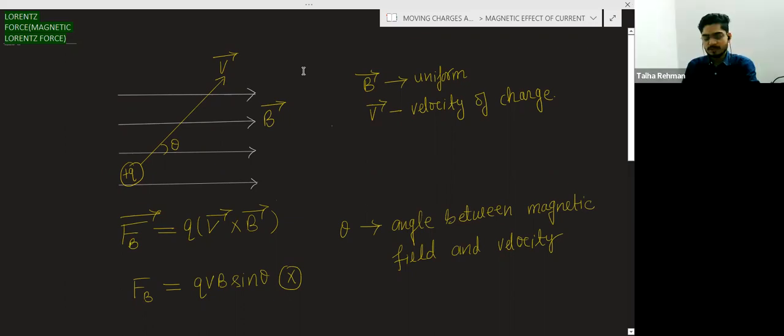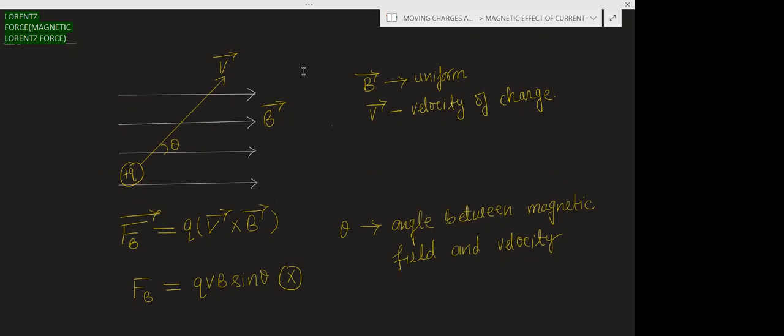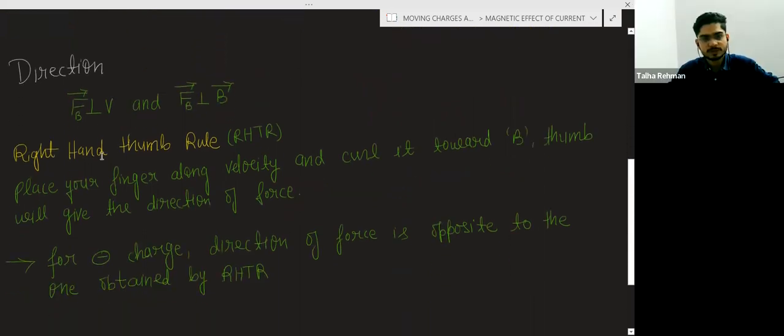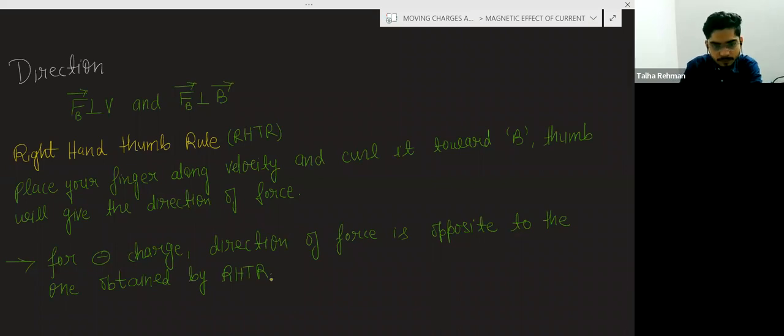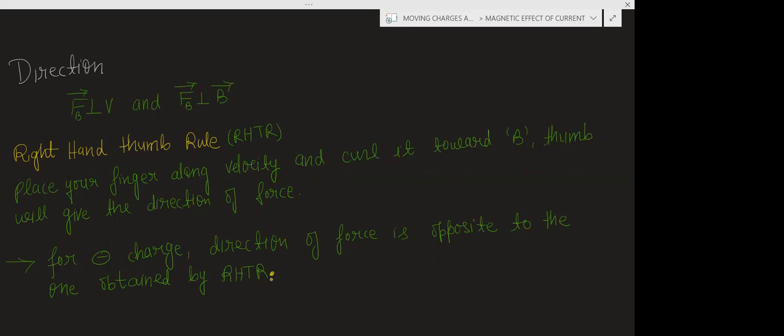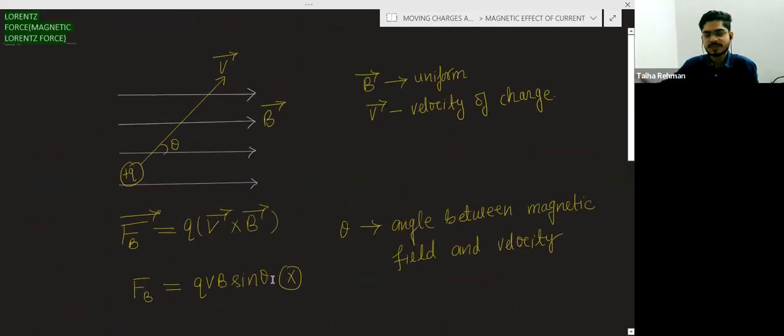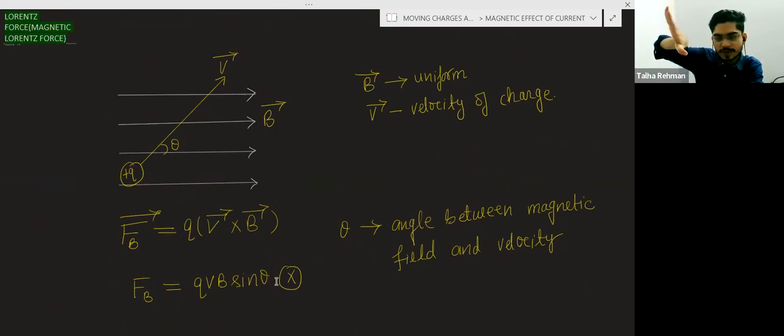So electric force is QE and magnetic force is QvB sine theta. Just take the screenshot of this. The right hand rule says to point your fingers along the direction of the velocity and curl your fingers towards the magnetic field.